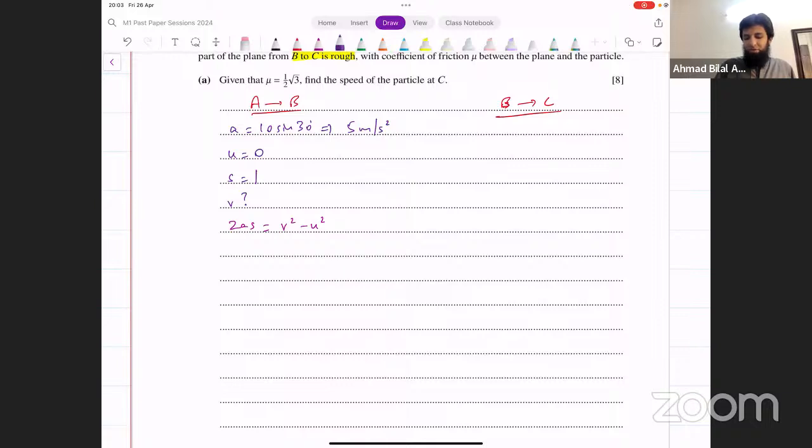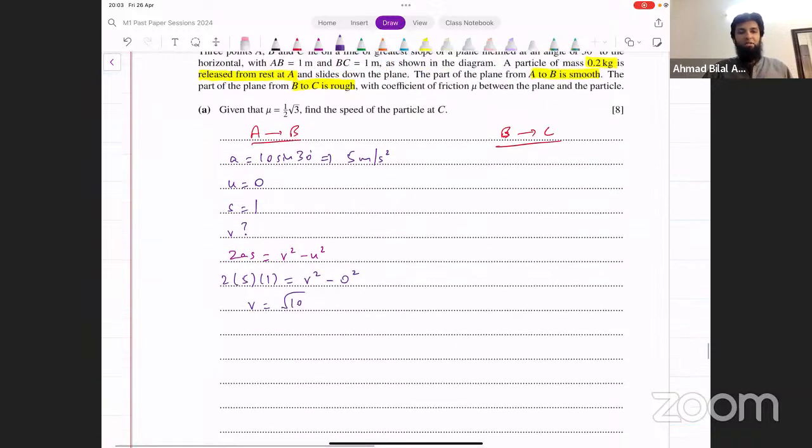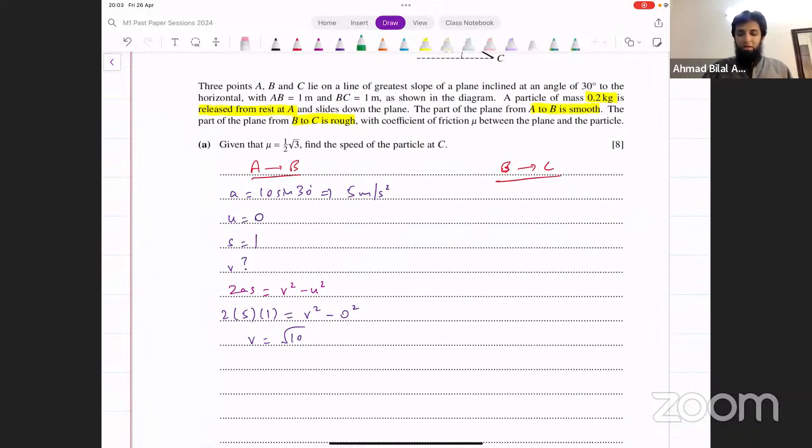Let's see what we get from this. 2 into 5 into 1 equals V squared minus 0 squared. And V turns out to be square root of 10. That's the velocity of the particle at the point B. Now that will become the initial velocity for B to C part. This is the velocity at the point B.